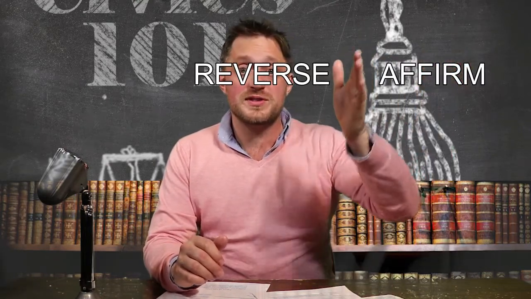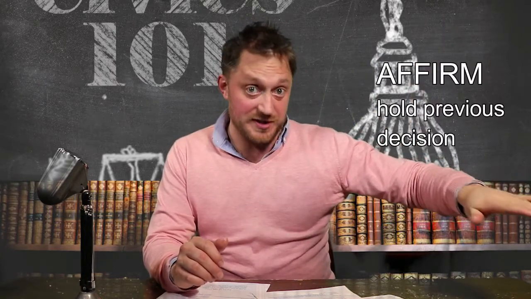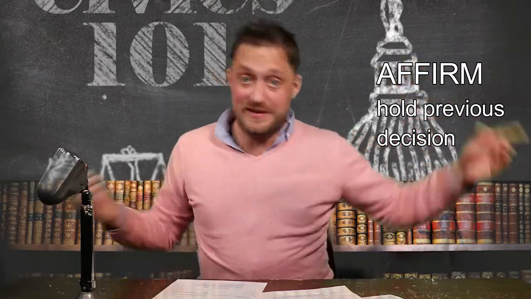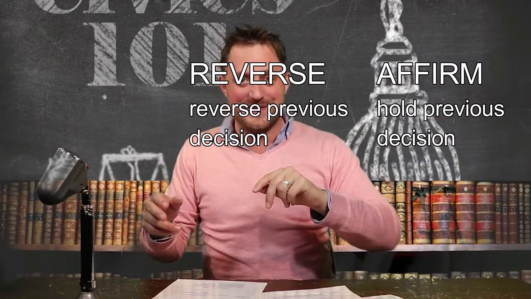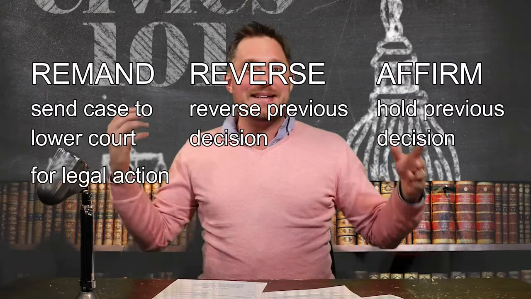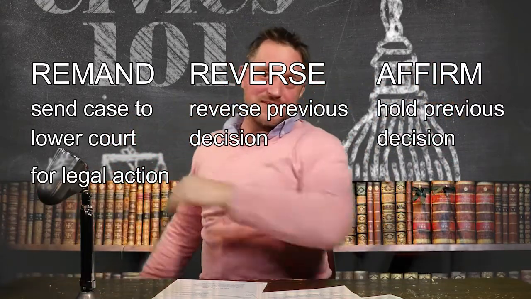So then there's the disposition, which is just how the court votes. It's either affirm, reverse, or remand. Affirm means they stand with the decision of the previous lower court. Reverse is they flip the previous decision of the court. And then remand is send it back to the lower courts for a retrial.